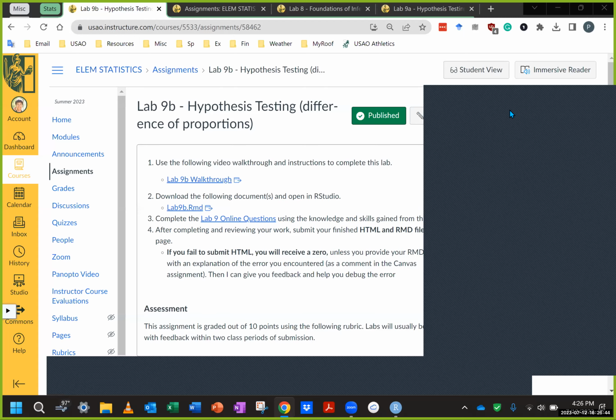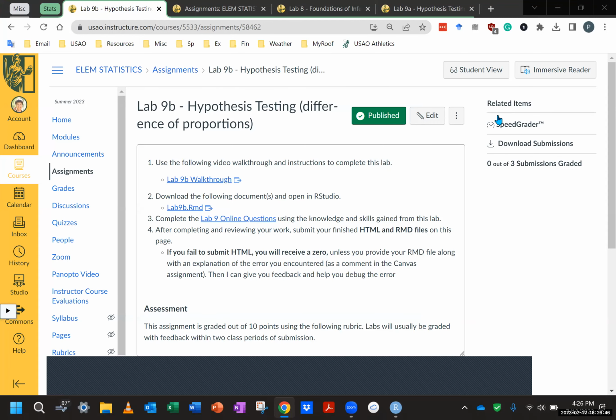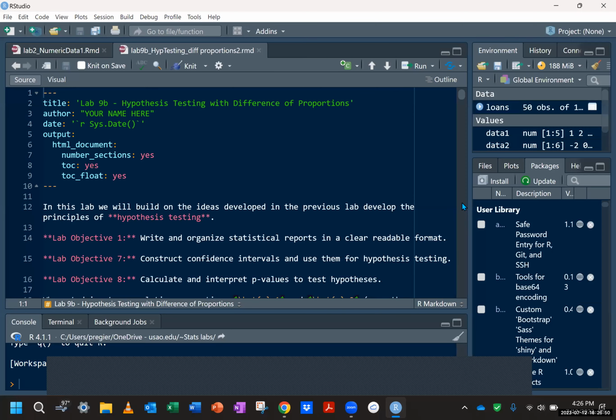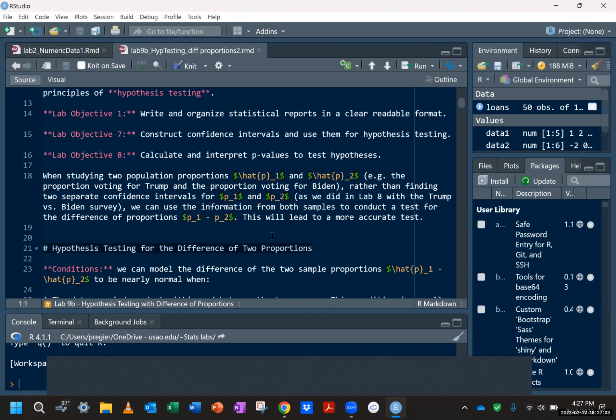All right, so in this video, we'll be covering your Lab 9B walkthrough. So let's get into it. In this lab, we're continuing the same skills as last lab, the test for proportions, and now we're modifying it to do, instead of one proportion, two proportions. So a lot of the same objectives. So here's kind of our setup here.